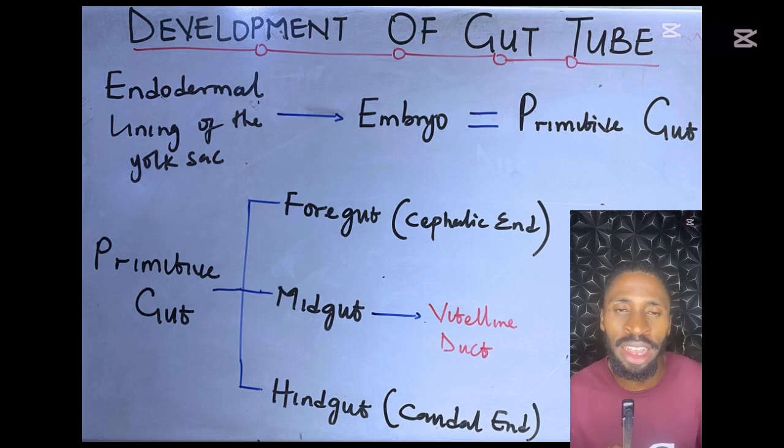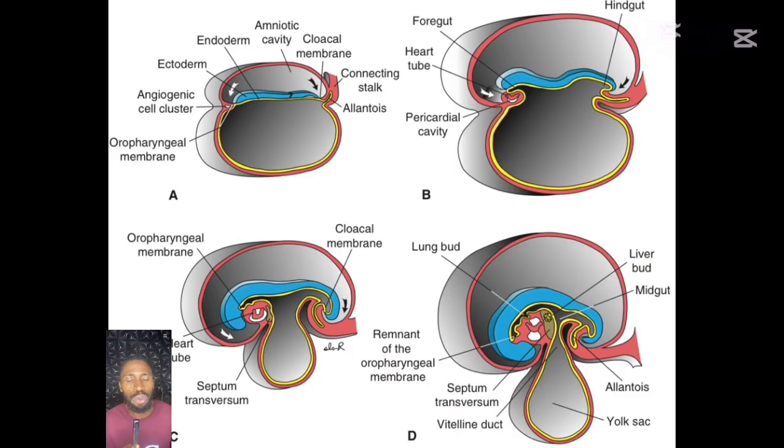So how do you define it? We have said that the gut tube has a foregut, which is the cranial end, the hindgut, which is the downward part, which is the caudal end, and a connection, which is the midgut, by a vitelline duct or the yolk sac stalk. To finish.